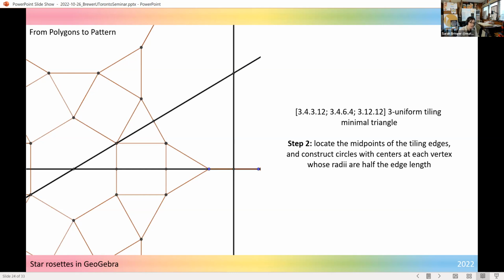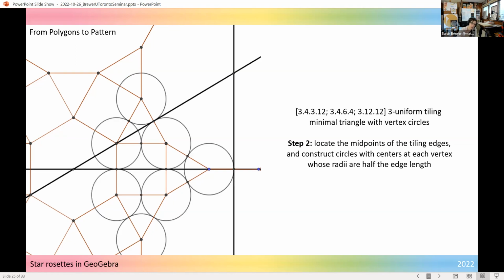So we've got this K-uniform tiling. What we want to do from here is find the midpoints of all the edges, and we're going to construct circles whose centers are the vertices of that intersection graph, and their radii are drawn to the midpoints. So these K-uniform tilings, I should note, one of their defining characteristics is that they all have equal edge length. That's one of the reasons why it's so easy to construct a circle packing on it. So all of these circles that I've constructed here have a radius that's half the edge length.